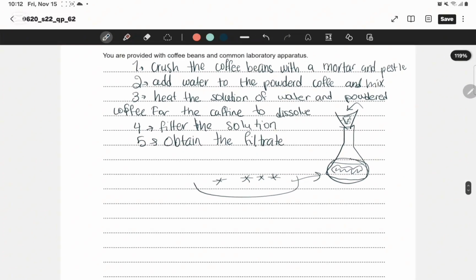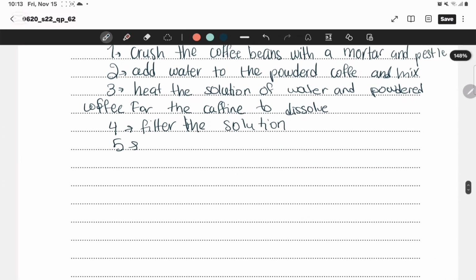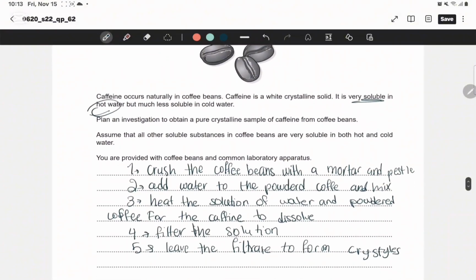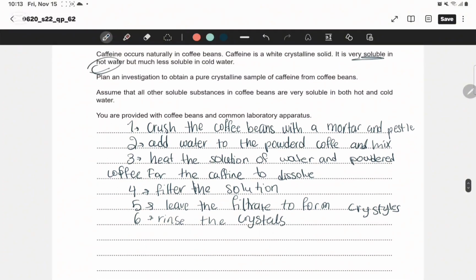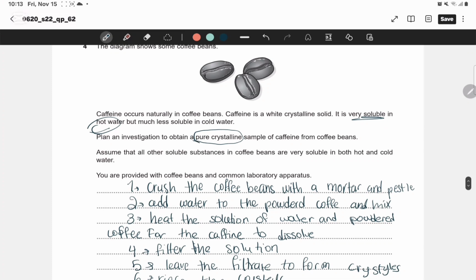Okay, so we're gonna take the filtrate. So first we're gonna leave the filtrate to form crystals and then rinse them. Okay, so that there won't be any water or anything that's left on the crystals that would make it impure, because they want it to be pure crystalline.